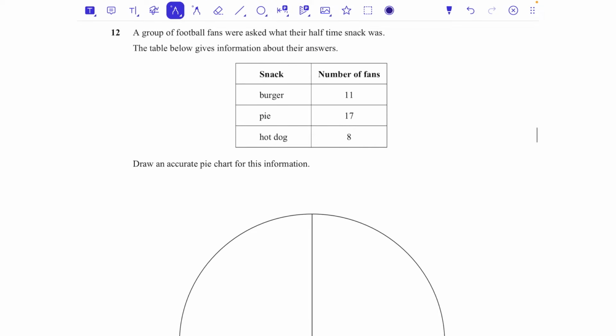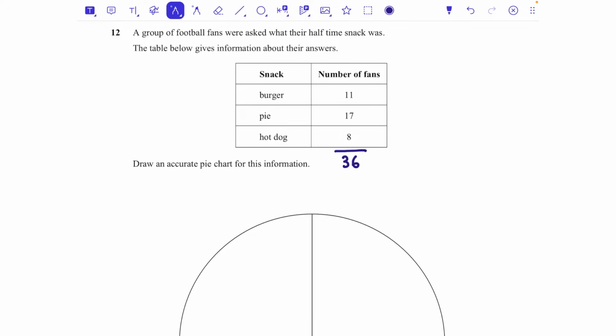Question number 12. A group of football fans were asked what their half-time snack was. The table below gives information about their answers. So for drawing a pie chart, first thing we need to do is add these up. So 11, add 17, add 8. We need to find out how many people are going to be included in our pie chart. And that is 28, add 8, 36.